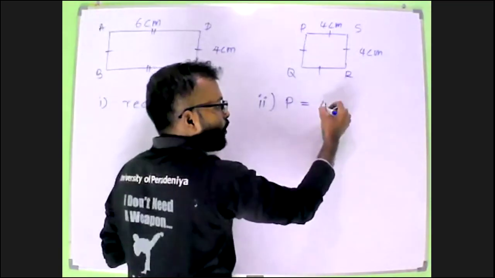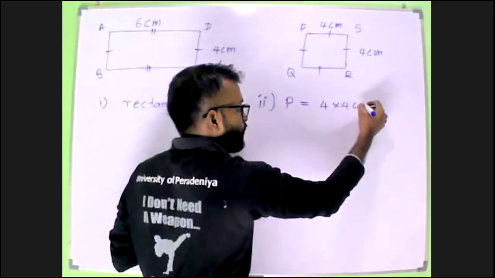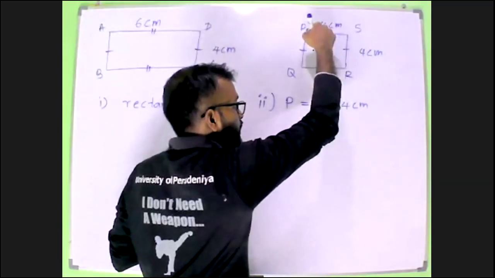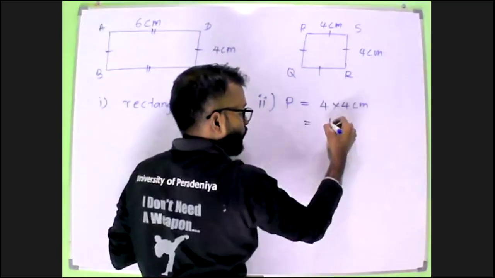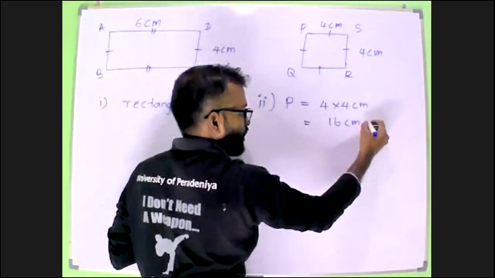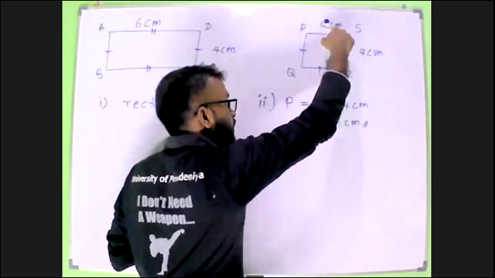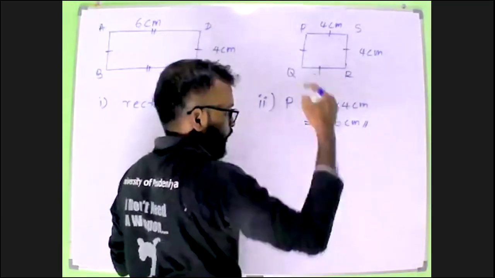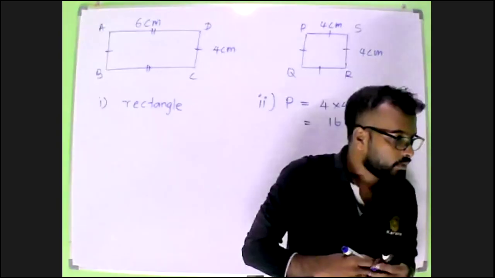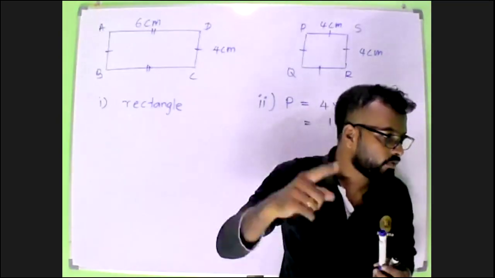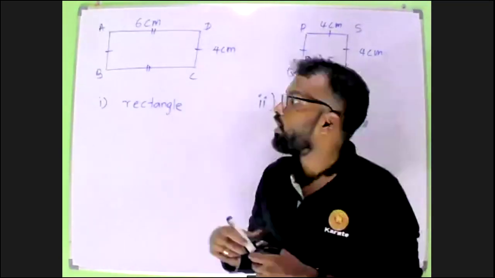P equals 4 times 4 centimeters because there are 4 lengths. Each length is 4 centimeters. Right? 4 times 4, 16 centimeters the perimeter. Right? 4 plus 4 plus 4 plus 4, 16. Right? Then find the perimeter of the quadrilateral ABCD. Rectangle.